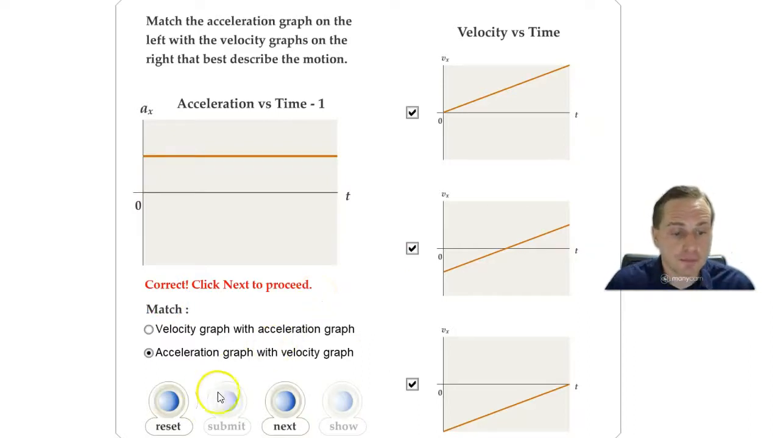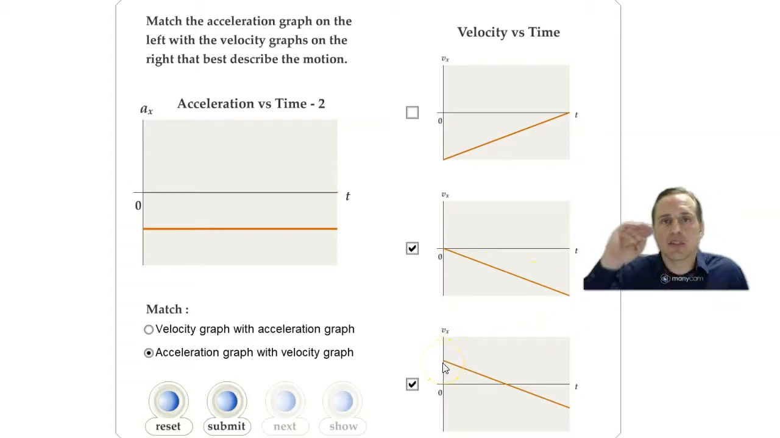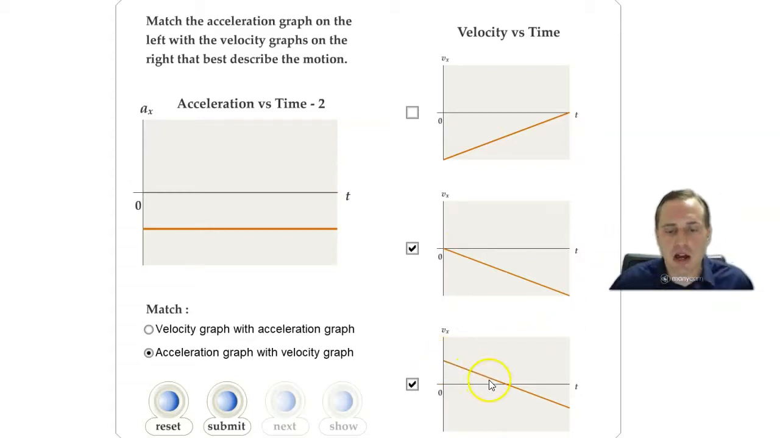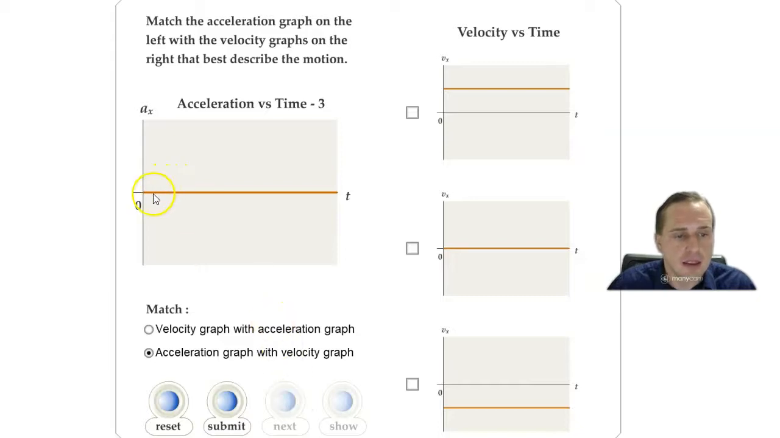Let's try another one. Here we have constant negative acceleration. So that should be a negative slope on the velocity versus time graph. So that could be the second or the third choice. Again, this is a car that, let's say, starts at rest and accelerates to the left. This is a car, let's say, that's moving to the right, slows down, stops, and then starts to accelerate to the left. Okay, correct?